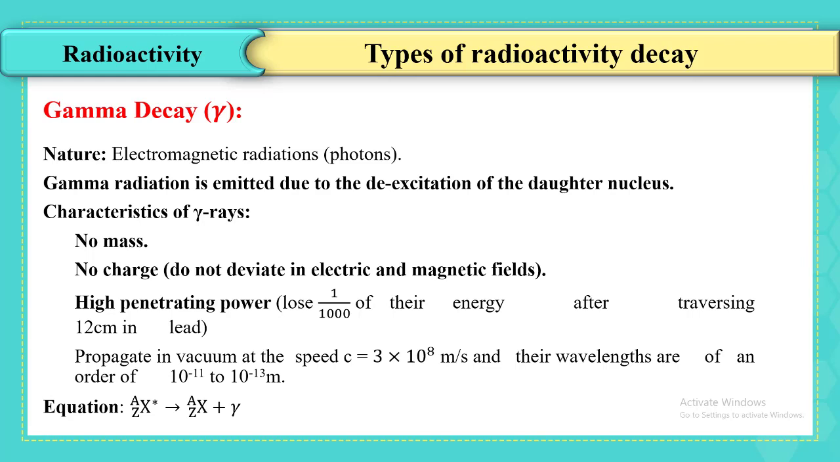An atom X born in excited state decays into the same atom but in the ground or lower state with the emission of gamma radiation. Note here, this star with the parent nucleus indicates that the atom is born in excited state.